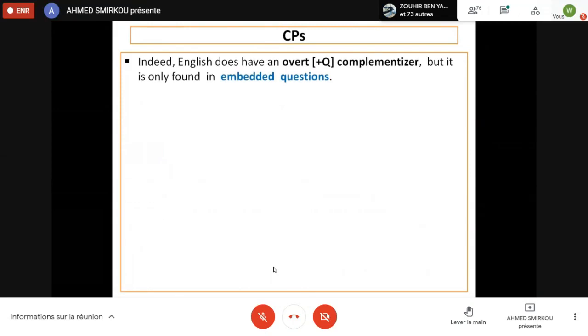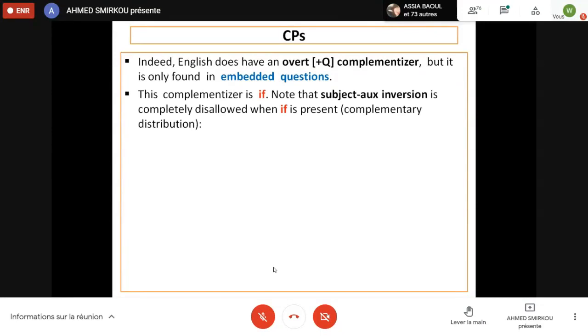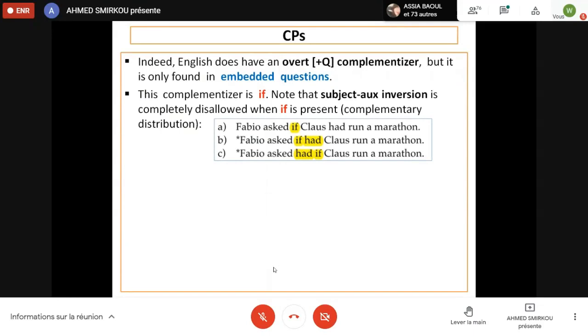Indeed, English does have an overt +Q complementizer, but it's only found in embedded questions. Embedded questions like I asked if, etc. Which means English has an overt complementizer in embedded questions or indirect questions, but not in yes or no questions, when we have if. Okay, so this complementizer is if. So note that subject aux inversion is completely disallowed. Look at this example: Fabio asked if Clara had run a marathon. This is a question, but it's an indirect question. We say, asked if clause, or you can call it an embedded question. So this if is a complementizer.